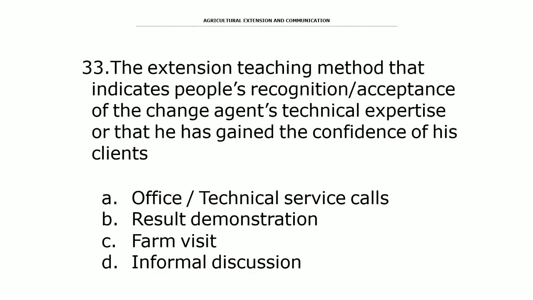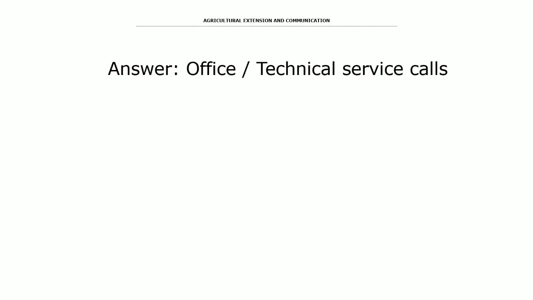Number 33. The extension teaching method that indicates people's recognition or acceptance of the change agent's technical expertise or that he has gained the confidence of his clients. A. Office or technical service calls. B. Results demonstration. C. Farm visit. Or D. Informal discussion. The answer is office or technical service calls.